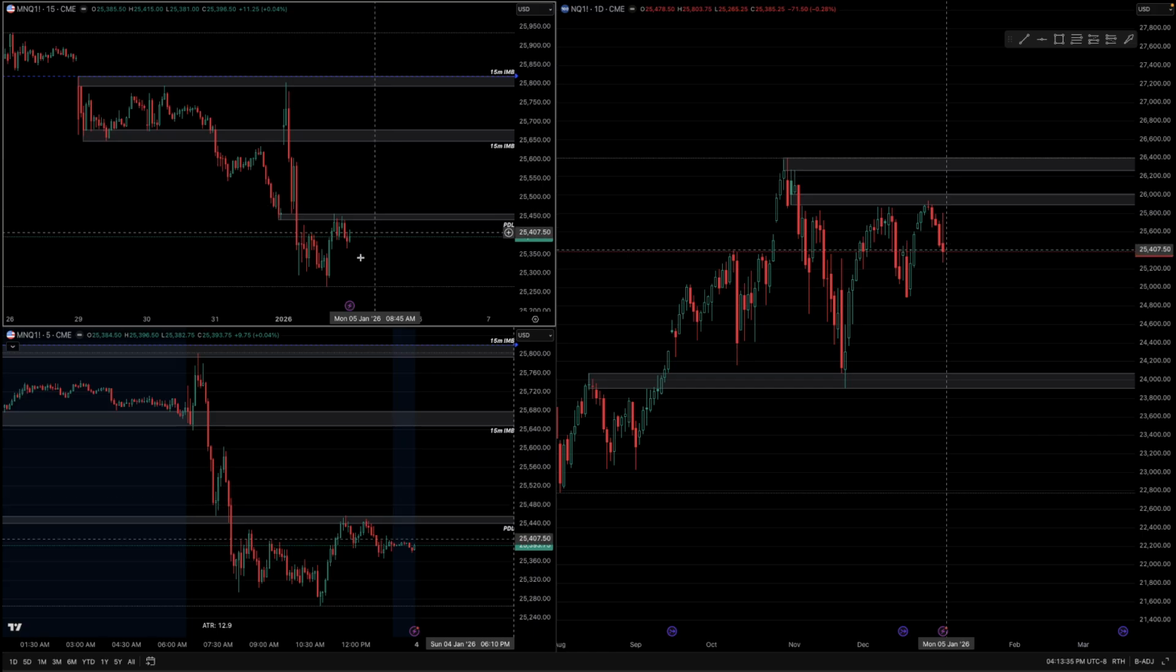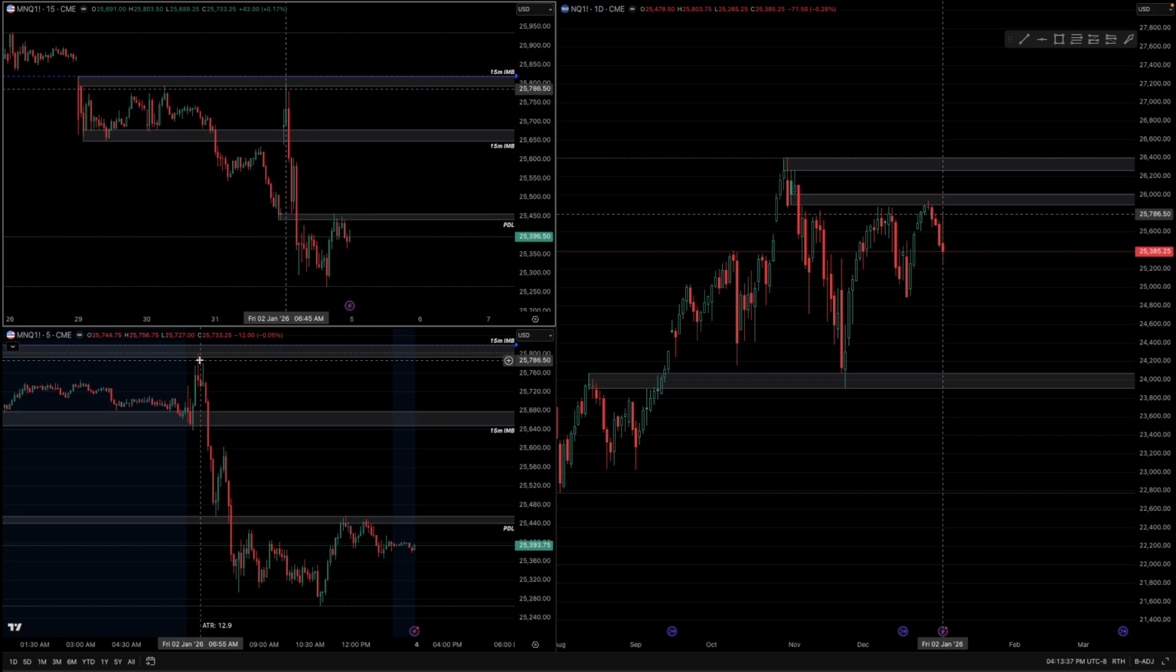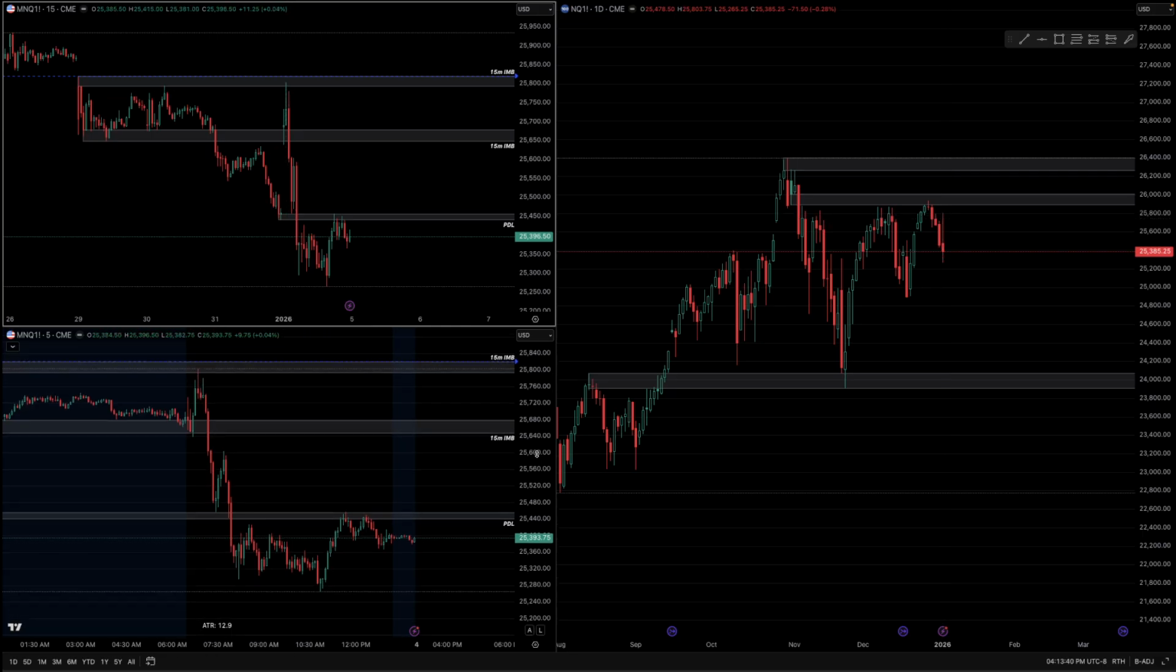So price did exactly that. We tested this higher time frame zone today. We rejected it really hard. I hesitated on some shorts here. I got to be honest, it's the first trading day of the new year.